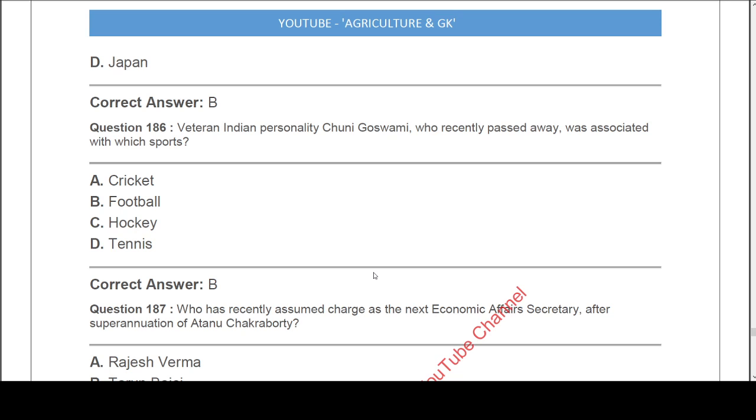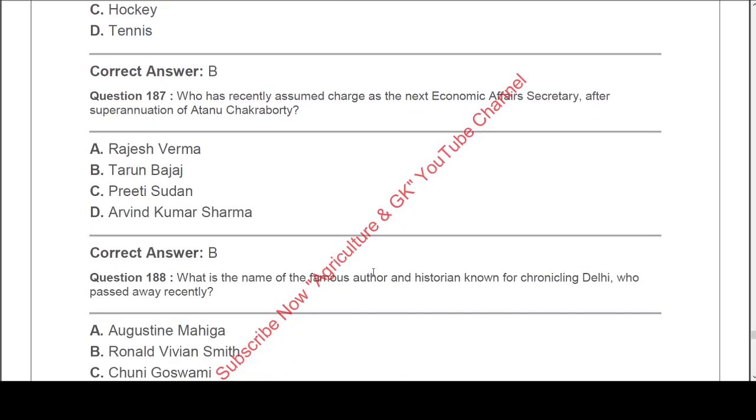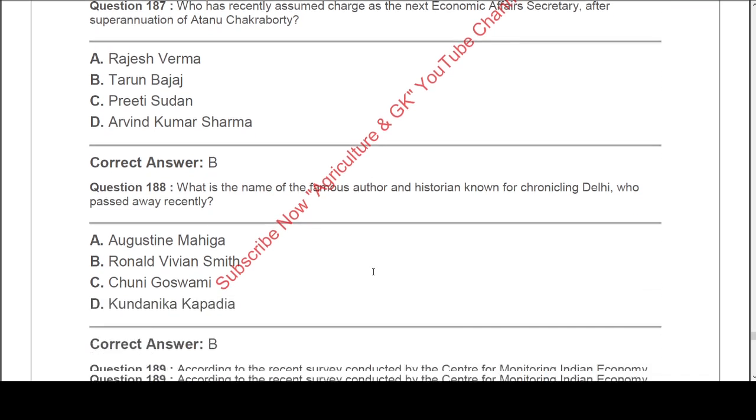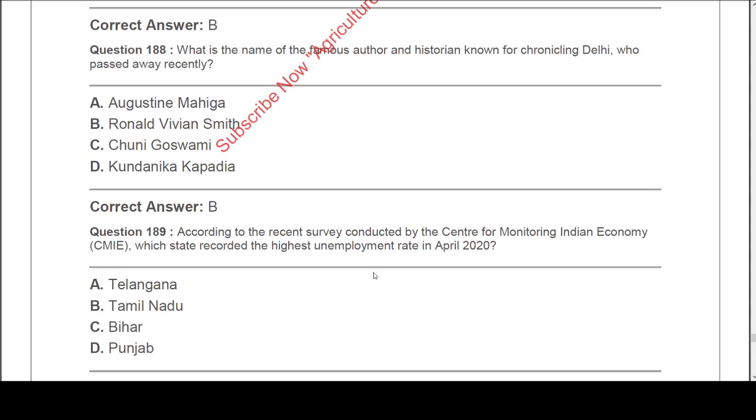Veteran Indian personality Chuni Goswami, who recently passed away, was associated with which sports? He is from football background. Who has recently assumed charge as the next Economic Affairs Secretary after superannuation of Atanu Chakrabarti? It is option B, Tarun Bajaj. What is the name of famous author and historian known for chronicling Delhi who passed away recently? It is option B, Ronald Bevan Smith.